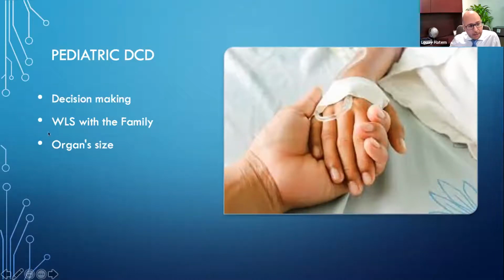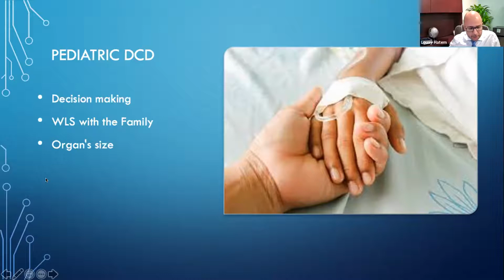The other challenge is the organ size. With pediatrics, allocation of organs is much more challenging than with adults. It's much more difficult to find a recipient with the right size and with the matching ABO and HLA, and also close in distance to the hospital. So the size of the organ is another challenge, and there are limitations regarding allocation and transplantation of specific organs based on size.